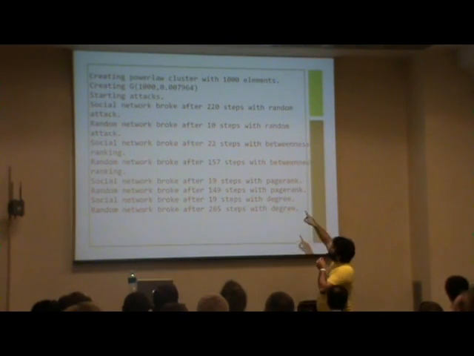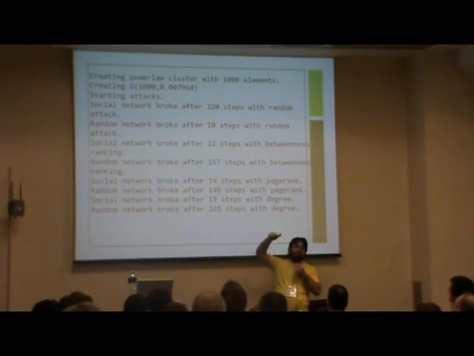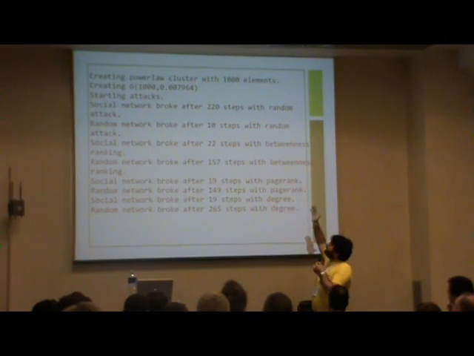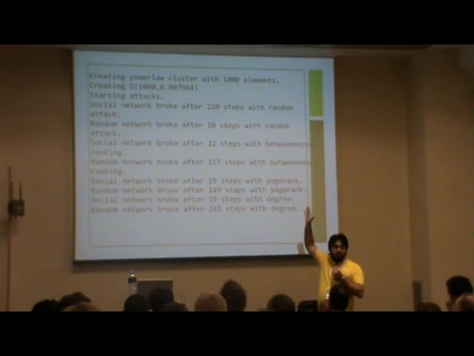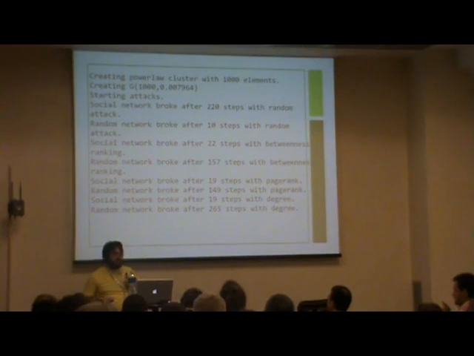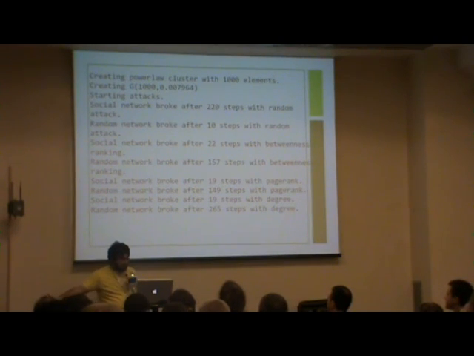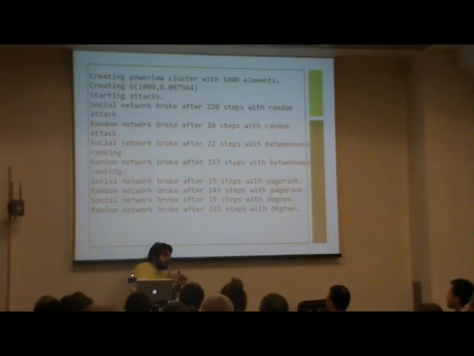On the other hand, here, when we choose nodes with a good metric, doesn't matter whether betweenness or PageRank, removing 20 nodes, 20 steps means I removed 20 nodes, I broke a completely connected network of 1,000 elements. On the other hand, the random network needs one order of magnitude more nodes to be removed.